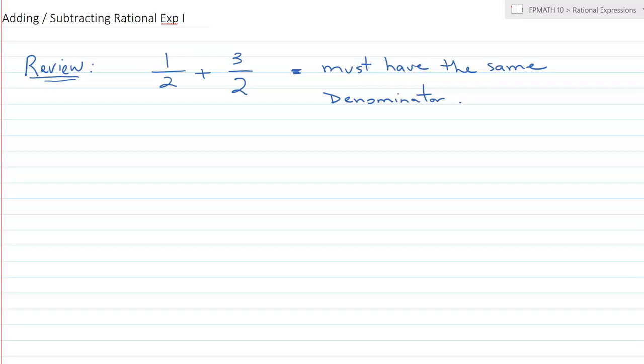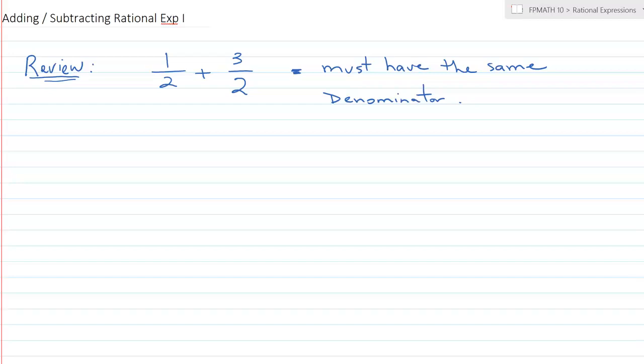We are going to look at adding and subtracting rational expressions, part 1. Let's do a quick review of adding fractions because that's applicable. You must know the mechanics of that. So let's suppose we have 1/2 plus 3/2 and we're going to add them.